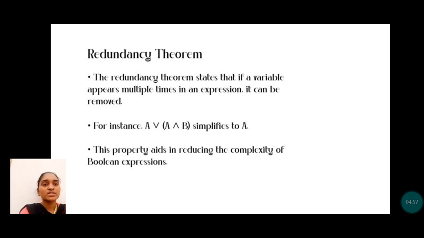Redundancy theorem. The redundancy theorem states that if a variable appears multiple times in an expression, it can be removed. For instance, A AND (A OR B) simplifies to A. This property aids in reducing the complexity of Boolean expressions. I am repeating the redundancy theorem: it states that if a variable appears multiple times in an expression, it can be removed. This property is useful in reducing the complexity of Boolean expressions.